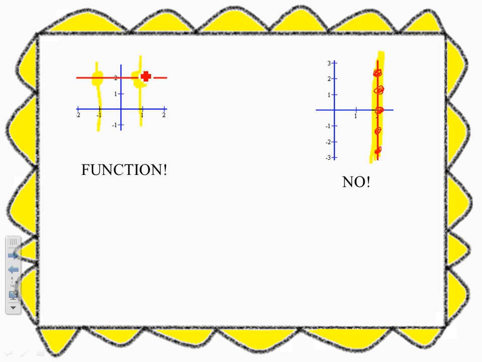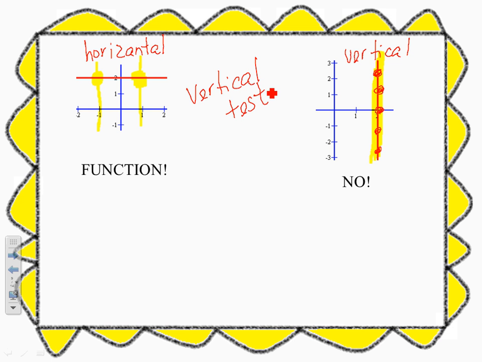So look at the difference of those two. This is a horizontal line, and a horizontal line is always a function, but yet a vertical line is not a function. And that makes sense because it's called the vertical line test. And if the line is vertical, how is it going to pass the vertical line test? It can't. It's a line on top of a line.